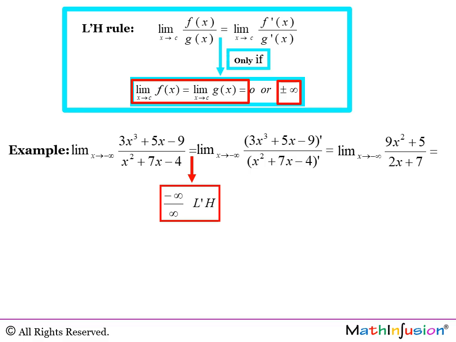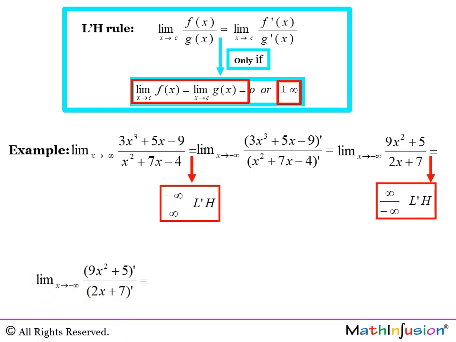Now we try again to see if this is any better. And we find out that this is now infinity over minus infinity. Infinity on top because we have x to the power of 2, and negative infinity on the bottom because we have 2 times x. But we can apply L'Hopital as many times as we like if we have the right conditions, and we do.